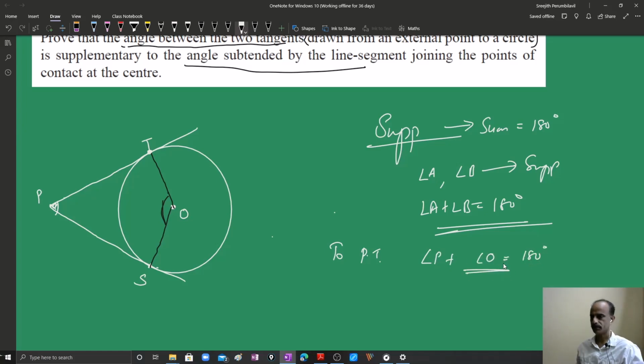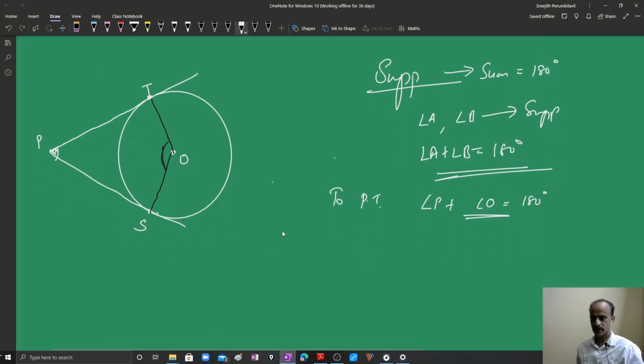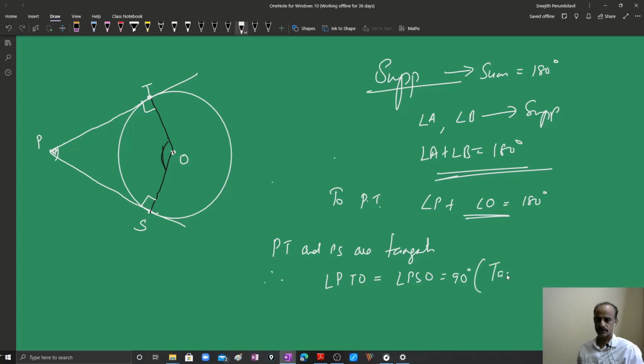It's a very simple question. We know that PT and PS are tangents. Therefore, we can say that angle PTO is equal to angle PSO is equal to 90 degrees, because tangents are perpendicular to the radius at the point of contact. Now, look at this quadrilateral.